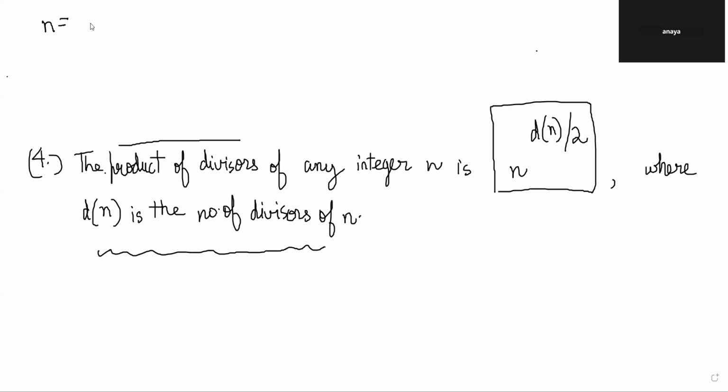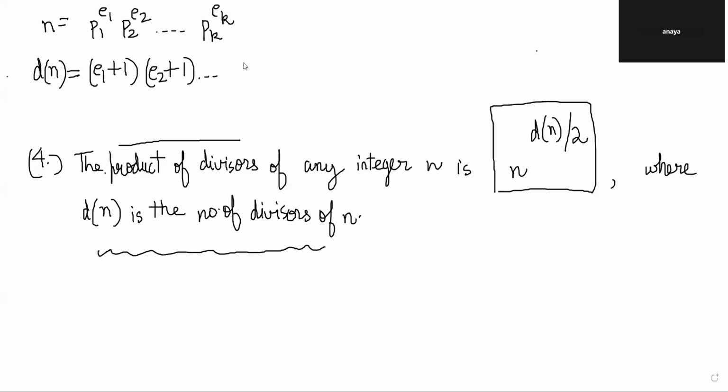In general, take n as p1 power e1, p2 power e2, let's say till pk power ek. Then d of n is what? d of n is (e1 plus 1) times (e2 plus 1) all the way to (ek plus 1). Now, what we want to find out is the product of the divisors.